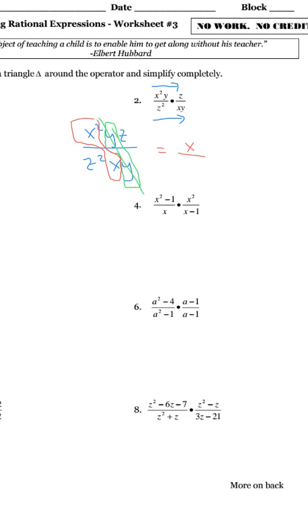And then finally we have the z's. Z over z squared bigger. So z will end up on the bottom. And your final answer would be x over z.